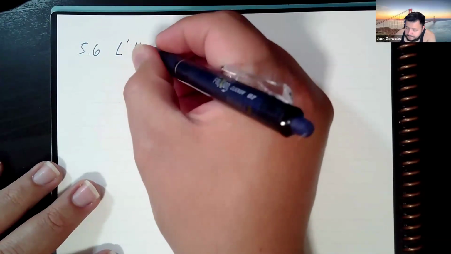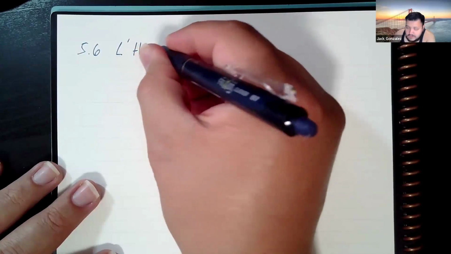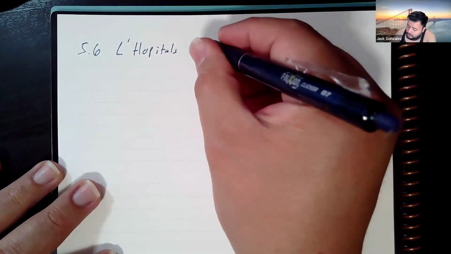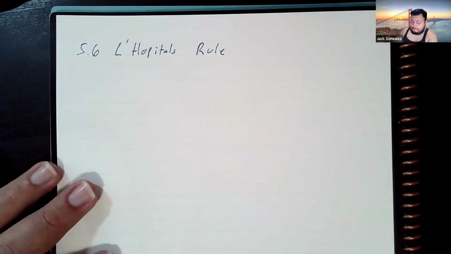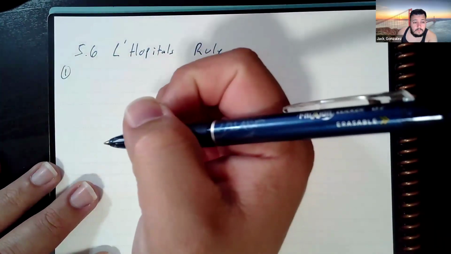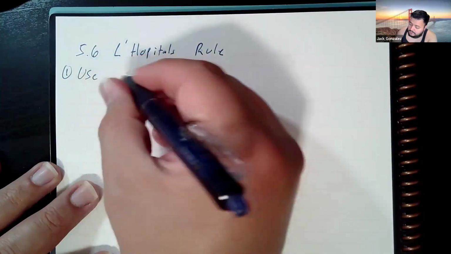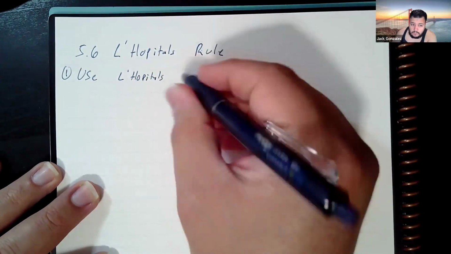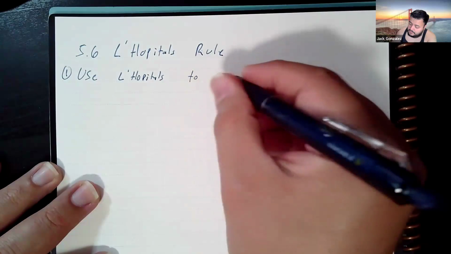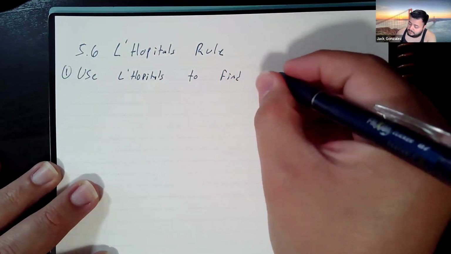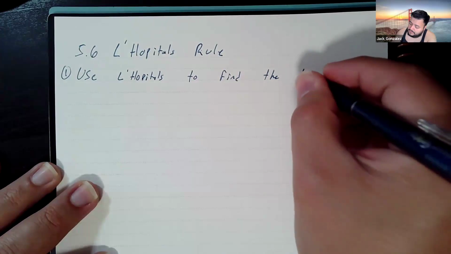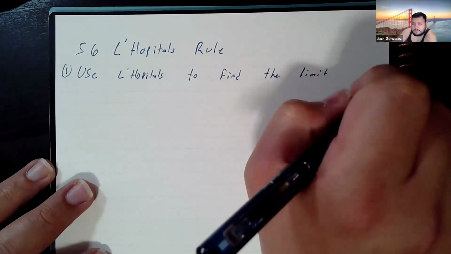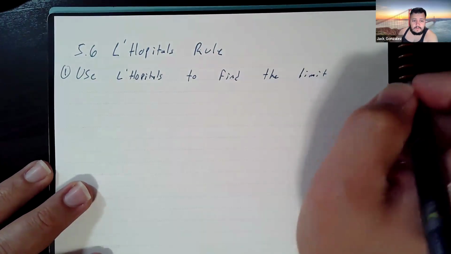This is pronounced L'Hôpital. Looks like El Hospital, but some French guy's last name, I think. Rule. So number one, use L'Hôpital's to find the limit. So basically, if you have an indeterminate form, the limit becomes easy because you can just use derivatives. Okay.